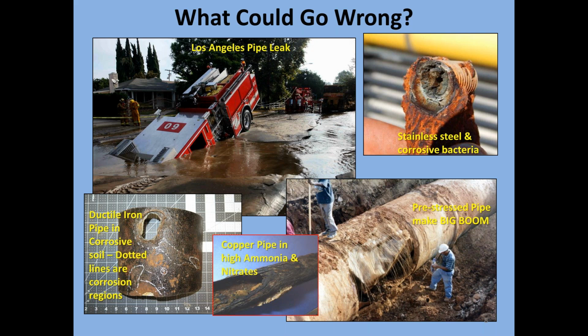Here's another in the middle, a picture of a copper pipe that suffered high attack from ammonia and nitrates. And this is a pre-stressed pipe. These are the big pipes usually used in the aqueducts to carry lots of water between San Diego and Los Angeles and all of the dams. So when they explode, they make a big boom.